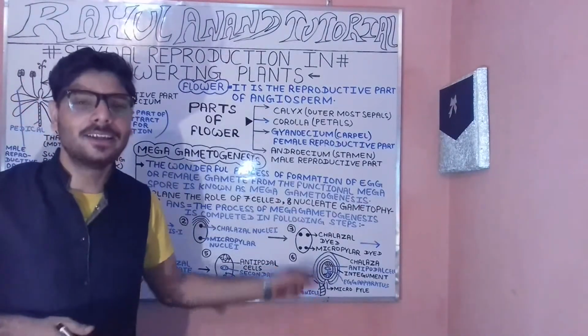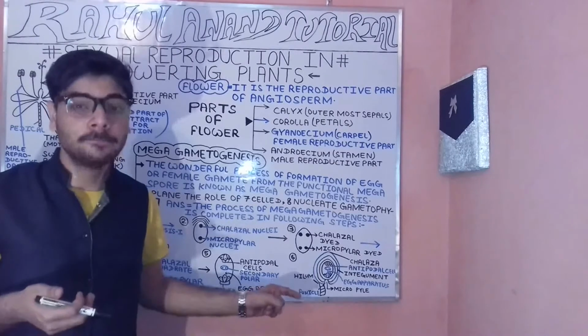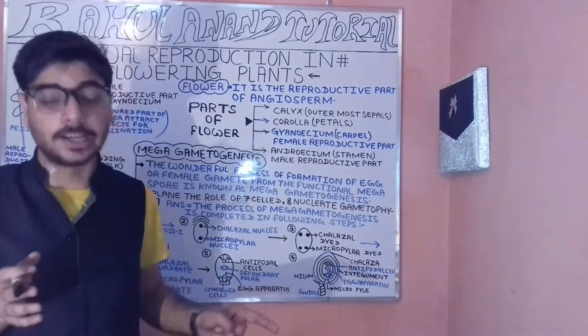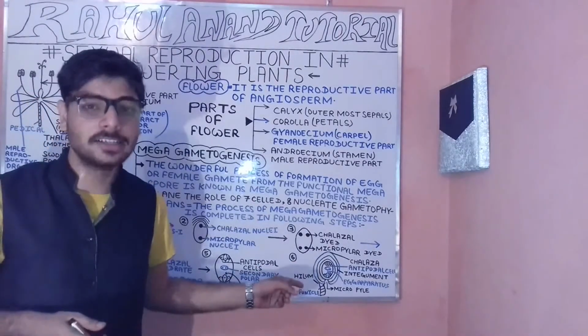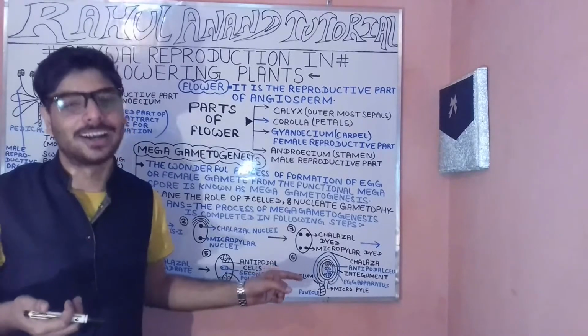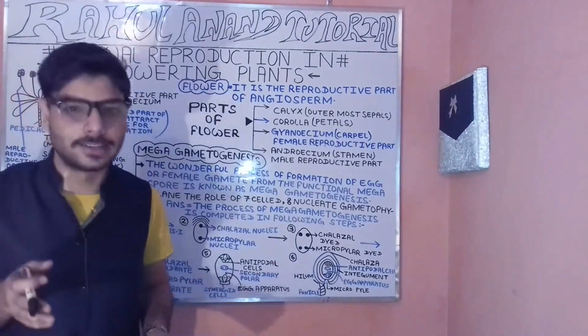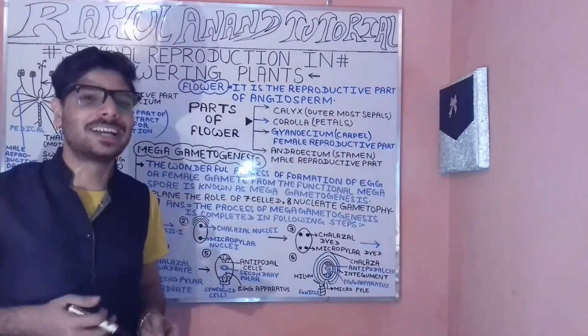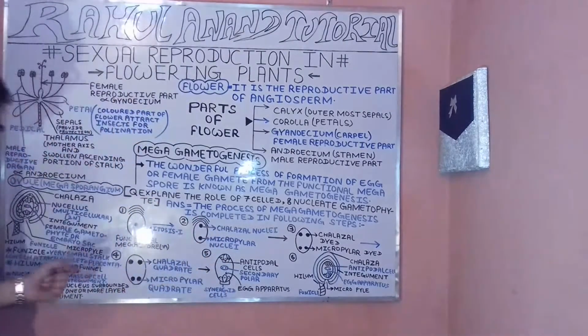So these have, particularly, the integuments. Then what? Then the hilum, often the micropylar end, often the synergid cells as well as the secondary polar. Often what? The antipodal cells. So now let's understand about this in terms of the details.